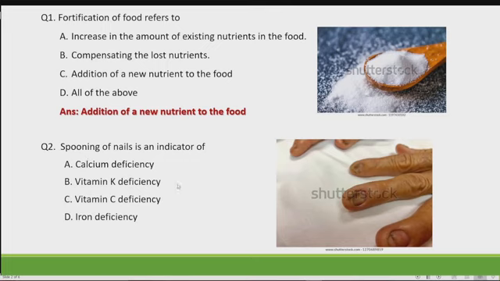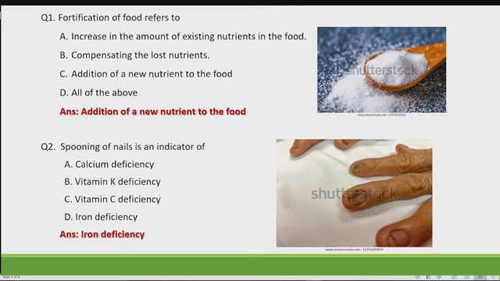In calcium deficiency we have hypocalcemia; we will not have this spooning. In vitamin K deficiency we will have hemorrhage problems where the blood won't clot. In vitamin C deficiency we have scurvy and other kinds of diseases. So only in iron deficiency there will be the spooning of nails. So the answer is iron deficiency.